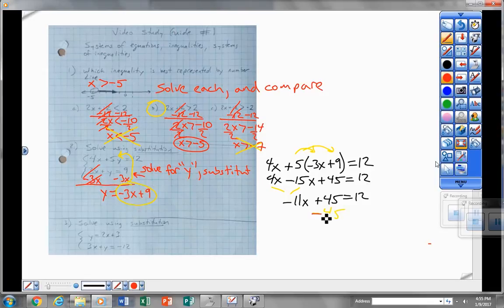Going to use red for that. Subtract 45. Those cancel away. Bring down the -11x. Make sure you bring down that negative. Now the tricky part, 12 minus 45, you're going to have a problem just like this on the final, so be ready. So I'm going to take the difference of them and keep the sign of the bigger number. So obviously right here I make a little mistake on my arithmetic, but I will fix that.